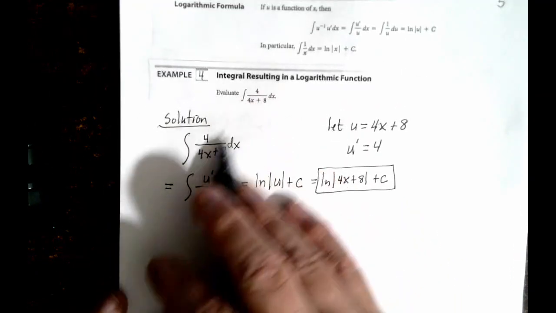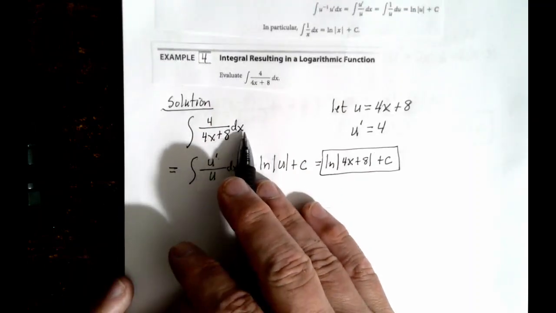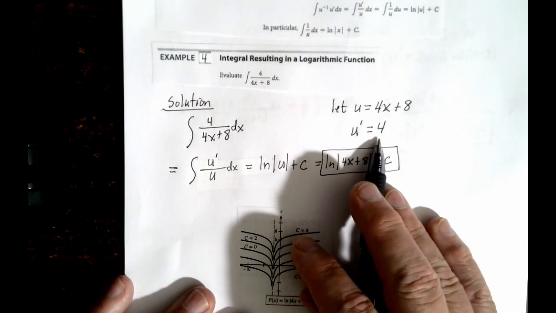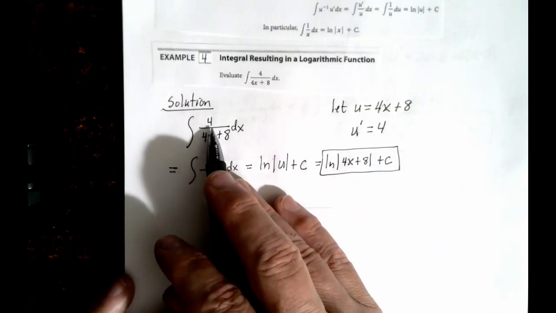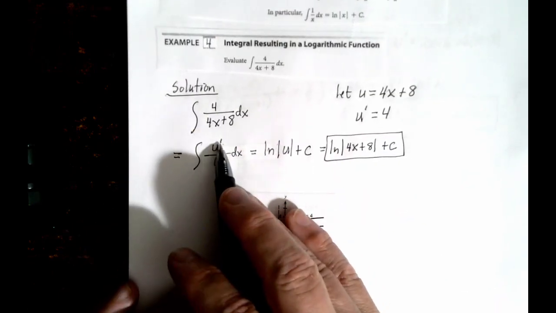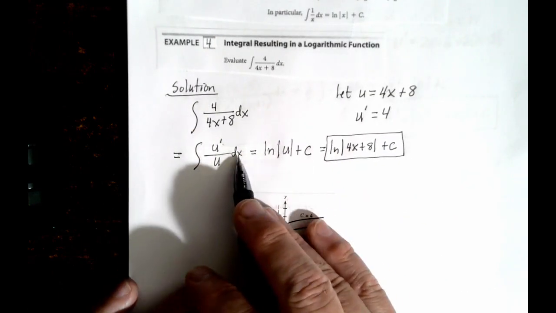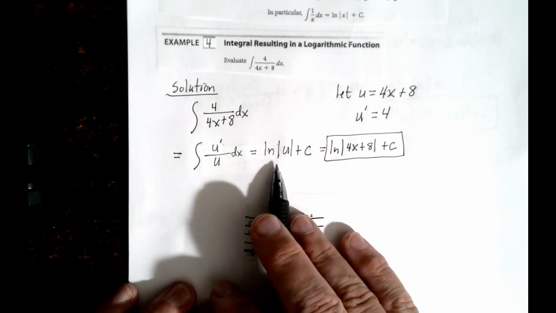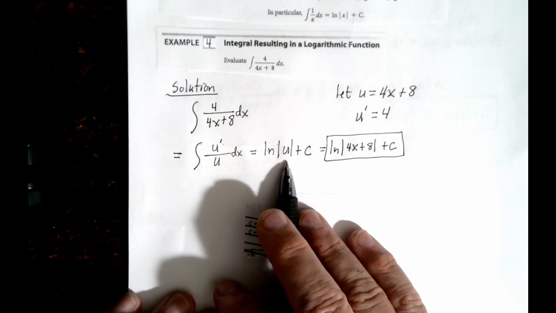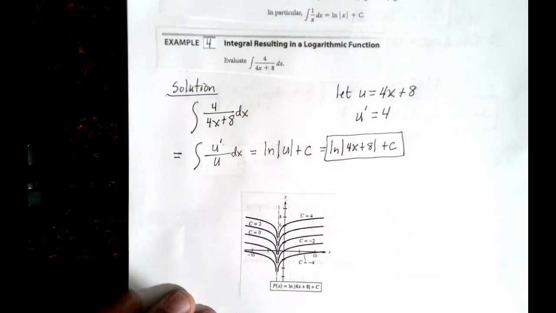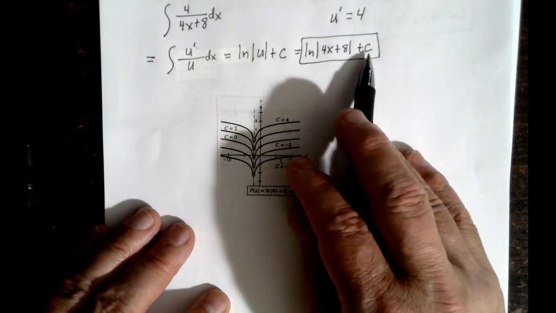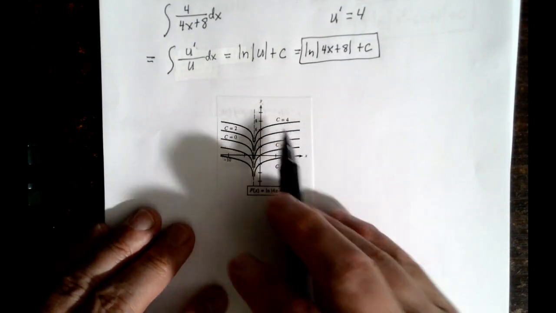Alright, so this one is 4 over 4x plus 8 dx, and so if you let that denominator be your u, u prime is 4, which your numerator already is, so you got it in the right form. You got your u prime on the top, you got your u on the bottom, and you got your dx off to the side. It's perfectly ready to go. So now you get ln of absolute value of u plus c, where 4x plus 8 is your u. And here's the graph of many different families of this function for different values of c.